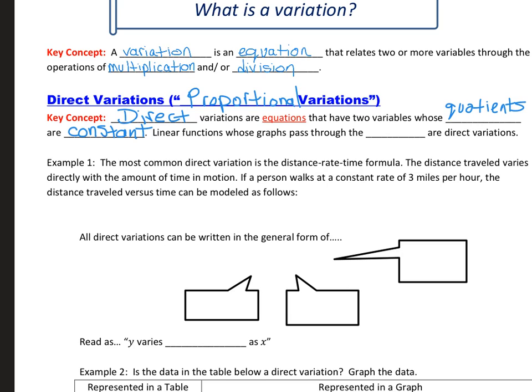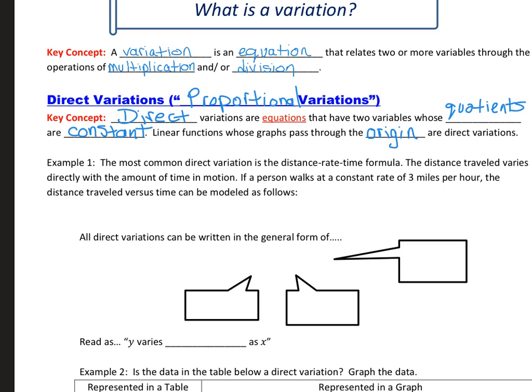And one thing that can cause some confusion with students is a lot of students view linear functions, all linear functions, as direct variations, but actually only linear functions whose graphs pass through the origin are going to give you quotients between the output and the input that are constant.